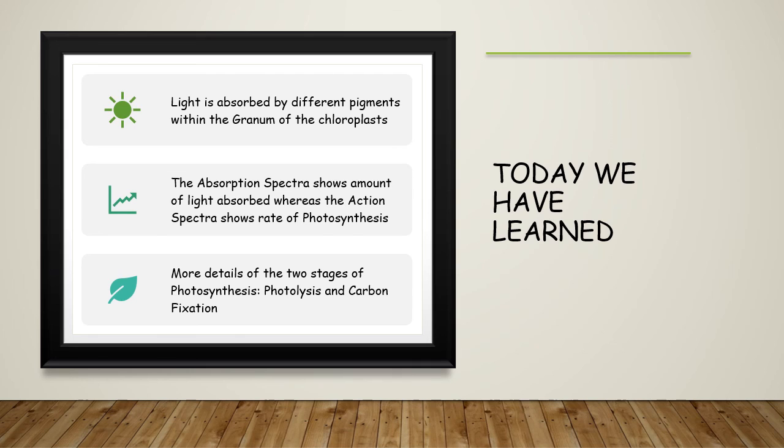That then led on to the absorption spectrum, which shows the amount of light being absorbed, and the action spectra, which shows the rate of photosynthesis, compared versus different wavelengths of light. And lastly, we talked about the different stages of photosynthesis: photolysis, the breakdown of water into hydrogen and oxygen, and carbon fixation, so a bit more detail on those two stages this year.